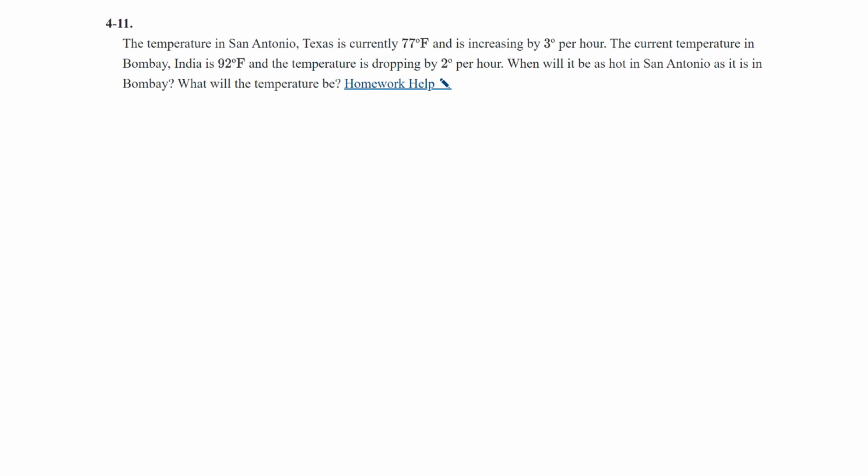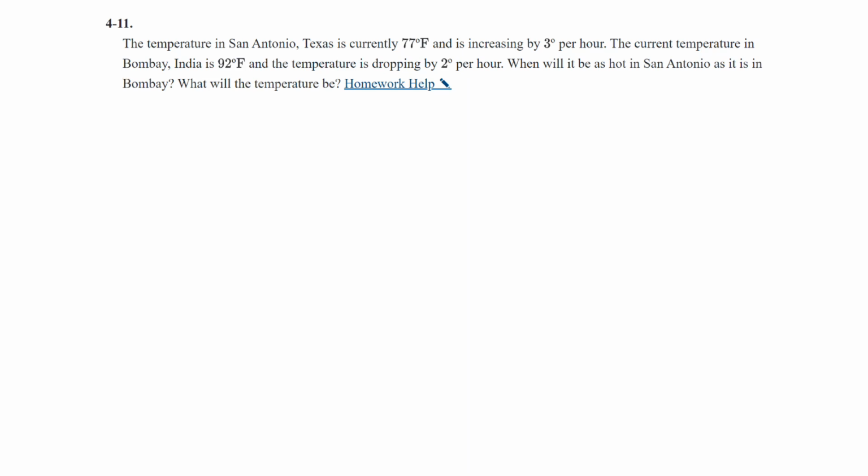Question 11. The temperature in San Antonio, Texas is currently 77 degrees Fahrenheit and is increasing at 3 degrees per hour. The current temperature in Bombay, India is 92 degrees Fahrenheit and the temperature is dropping 2 degrees per hour. When will it be as hot in San Antonio as it is in Bombay? What will the temperature be? So we have 2 different scenarios. We have San Antonio and Bombay.